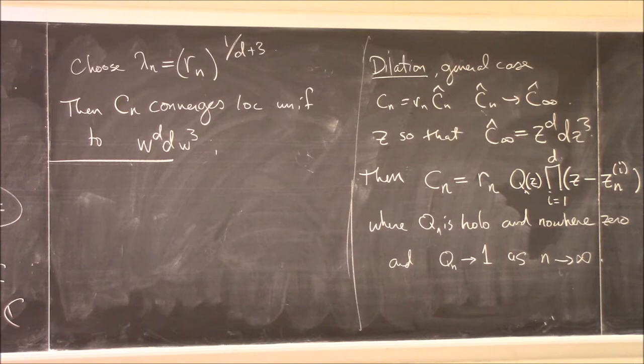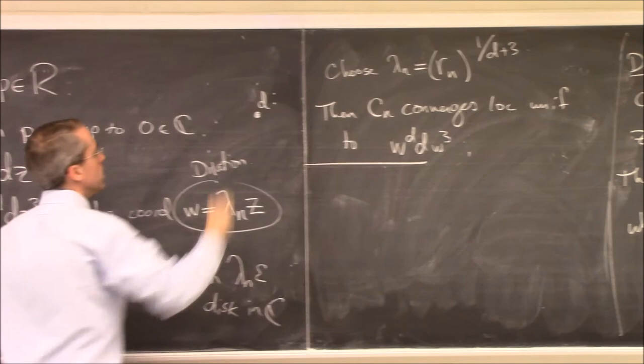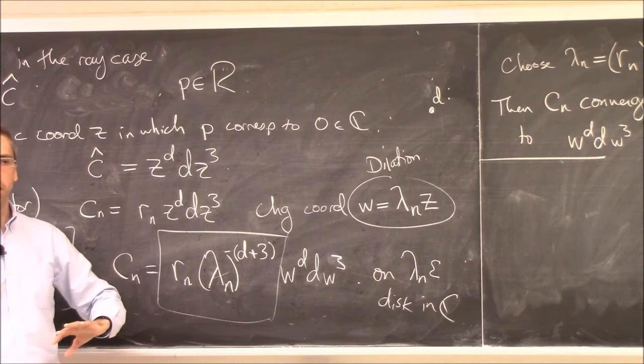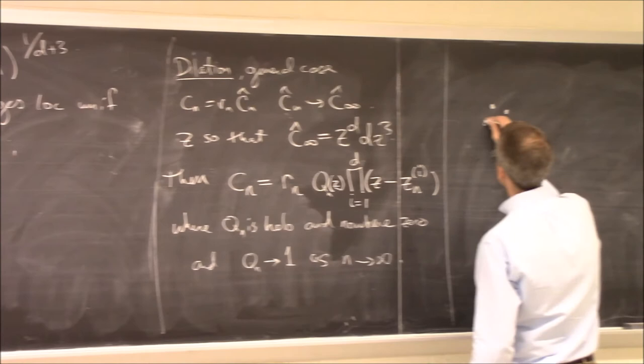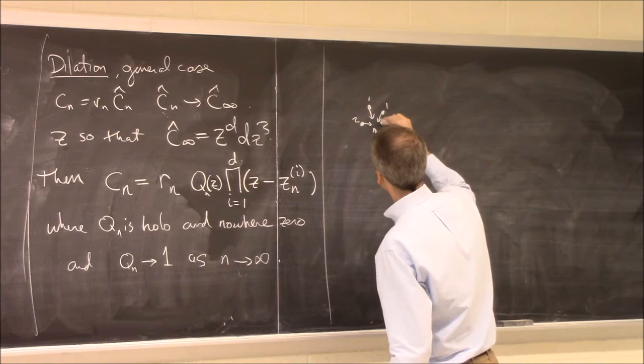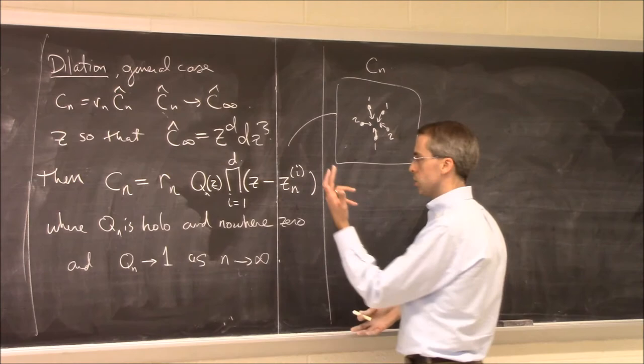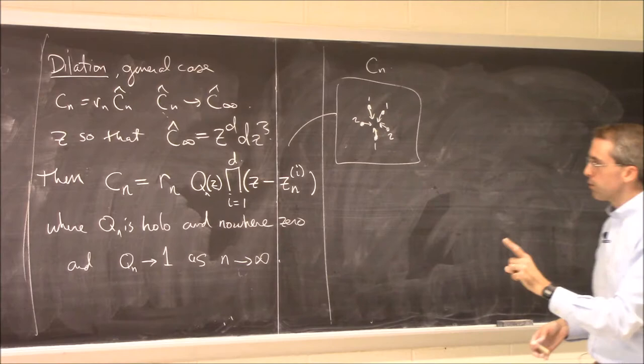So let me make a picture associated with this. In the ray case, the picture is as boring as it could be. We have a zero of multiplicity d for every n. And there is this issue of which coordinate system you're using, but let's ignore that. Here, what we have instead is a bunch of zeros, maybe of different multiplicities, and as n goes to infinity, they're all heading toward the origin. So this is a local picture of c_n. That looks a little bit like the picture of the zeros of a polynomial that's very close to z to the d, dz cubed. However, we still need to do this kind of dilation procedure to kill this leading coefficient r_n.